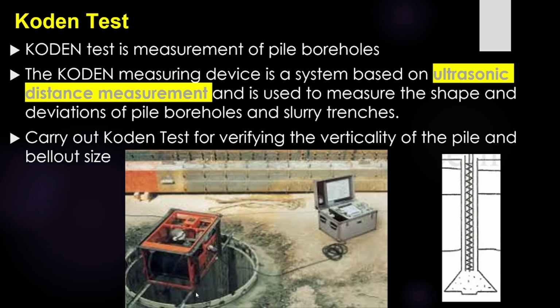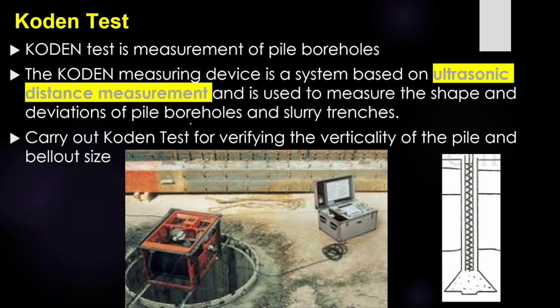So in order to achieve these steps, in the middle, what we need to conduct is a Koden test. What is a Koden test? The Koden is an instrument or device that utilizes ultrasonic distance measurement to assess the shape and the deviation of the borehole and the slurry trench.